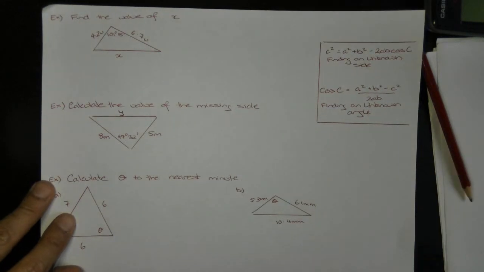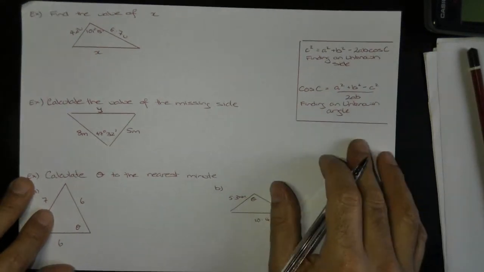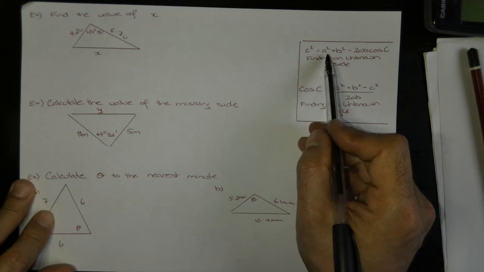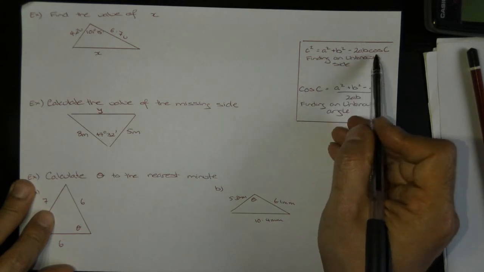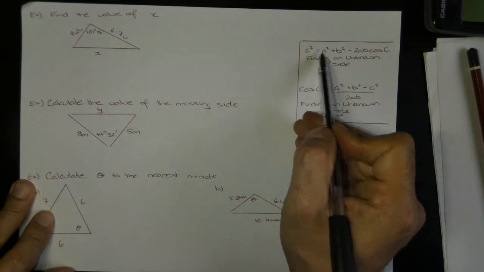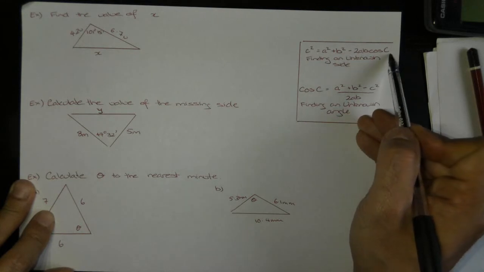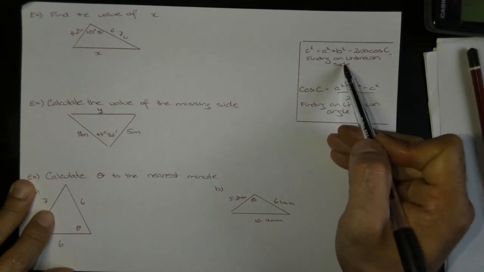So let's do some examples. Here I've written the formula: c squared equals a squared plus b squared minus 2ab cos C. So it's just Pythagoras' theorem minus 2ab cos C, and we use that to find an unknown side.